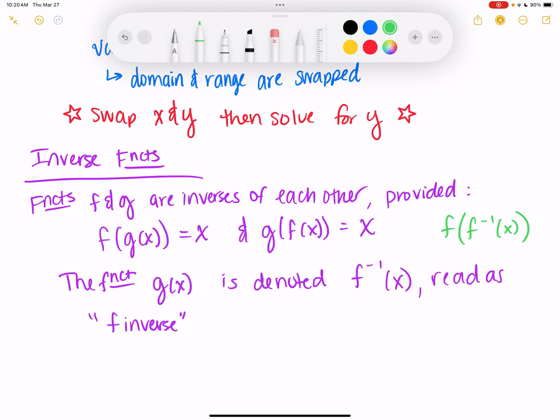The reason that it's written the way that it's written in purple is because a lot of times when the book is telling you to verify that things are inverses, it's going to give you an f of x and a g of x, and you're going to be plugging them into each other. Whereas when you're finding the inverse, you're going to be writing f to the negative 1.